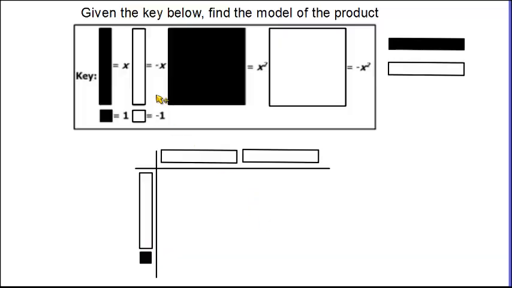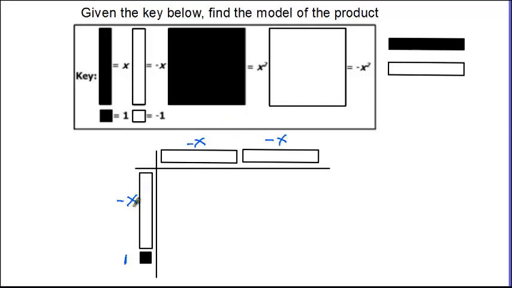Okay, let's say we have this key. Let's find the model of this product. Now we don't have the expression, but this model represents negative x, so we can write negative x here. This one is represented by positive 1. This is represented by negative x, and this one is negative x also.